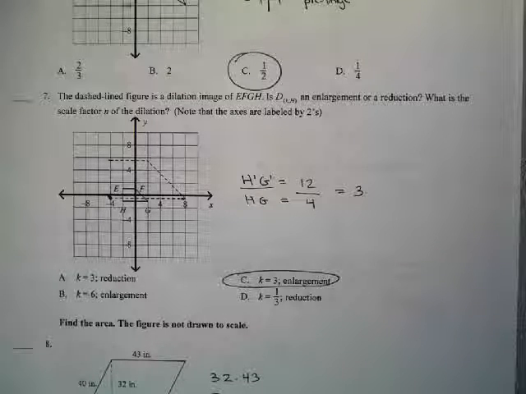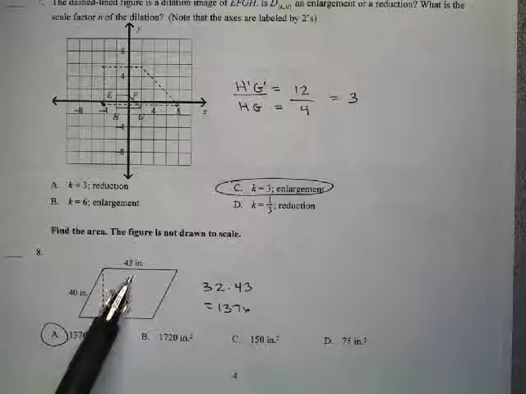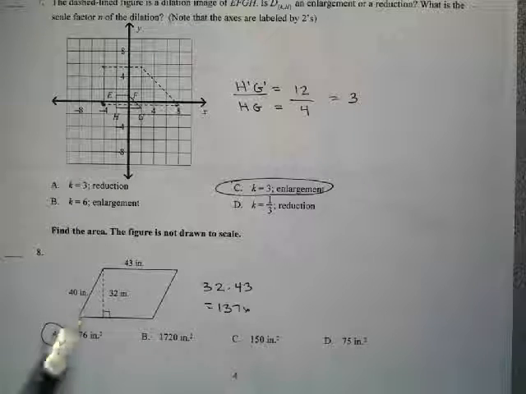Problem number 8, we're moving on to review of area. So this is a parallelogram. Parallelogram is base times height. So the 40 is irrelevant to the problem. 32 times 43.